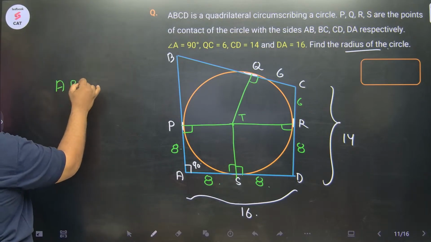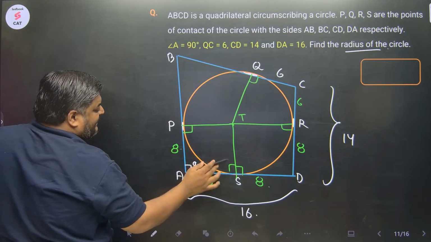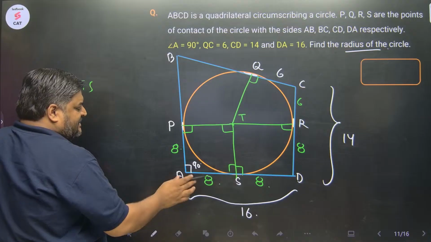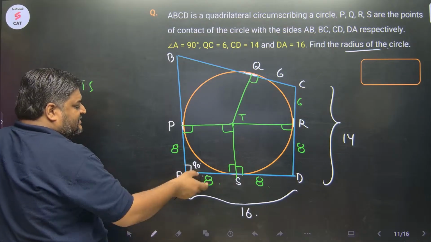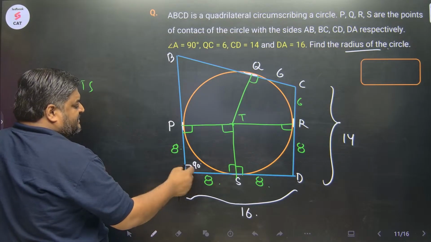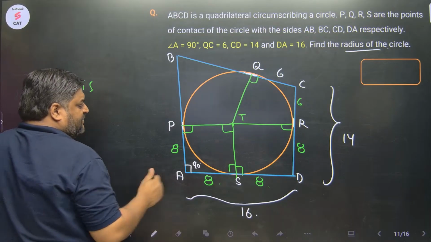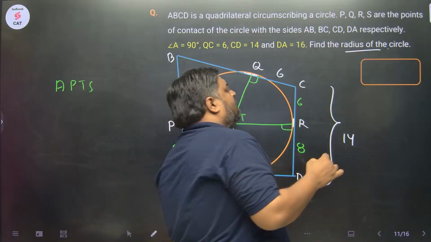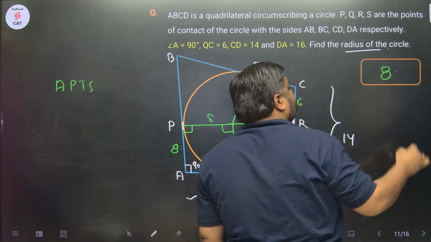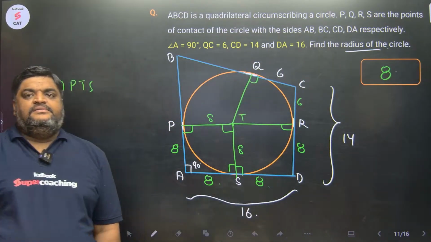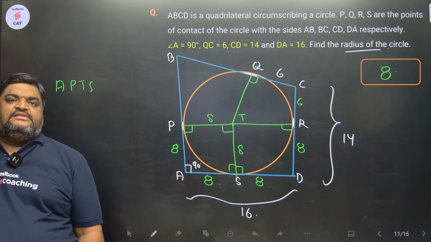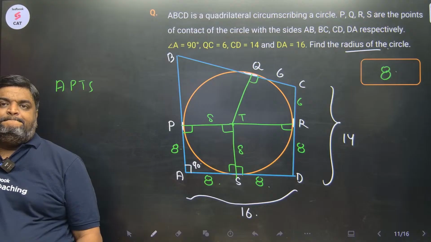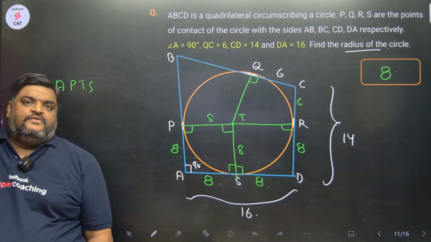APTS. 90 degrees, 90 degrees, 90 degrees. This is 90 degrees. So this technically is a rectangle. In this case, a square, because this is 8, this is 8. All of them are 90. So this would be 8 and this would be 8. So the radius of the circle is 8. Technically, in this case, it is a square. Hello, Mr. PK. Very good.